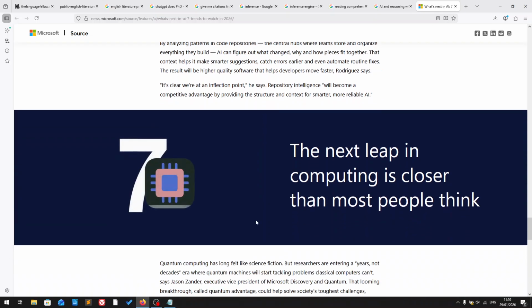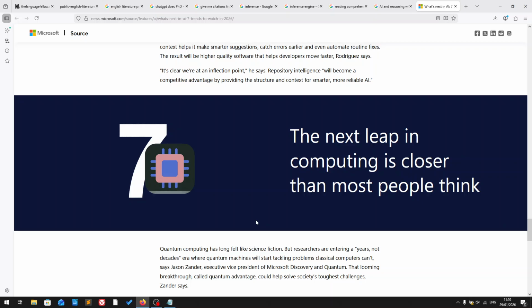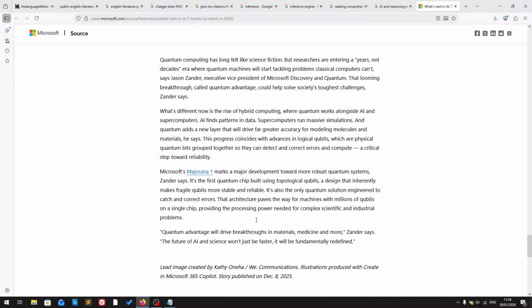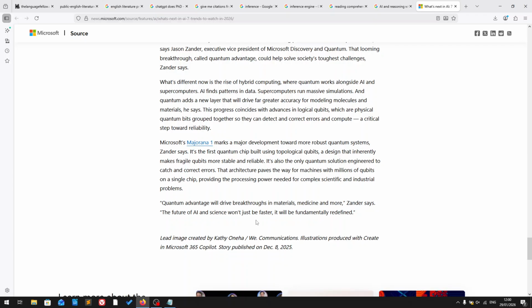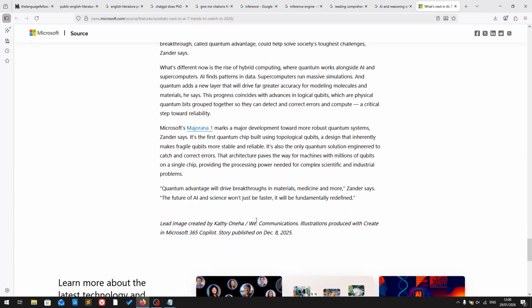The next leap in computing is closer than most people think. That's quantum computing again coming. Yeah, exactly. Quantum computing has long felt like science fiction. Years, not decades era where quantum machines will start tackling problems classical computers can't. Hybrid computing.